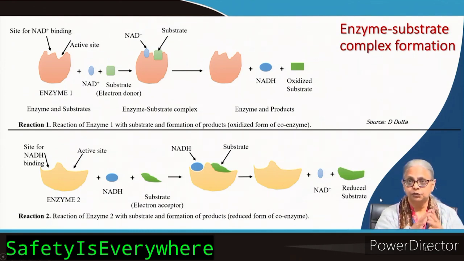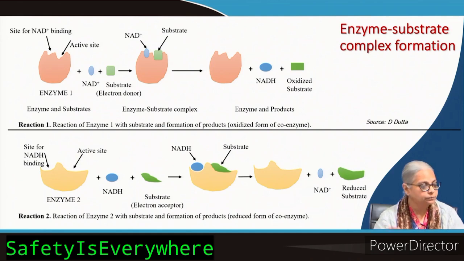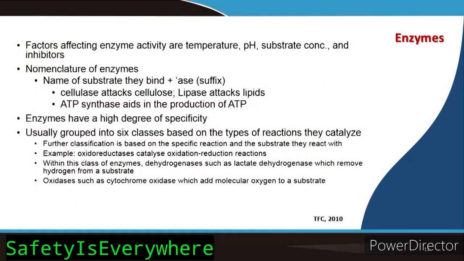Okay, so we've gone full circle. NAD plus has been returned to its original form, and in the meantime, proton motive force has been utilized in another series of reactions to generate ATP. We'll come to all those details later. So here we have some of the factors that affect enzyme activity. Enzyme activity is basically influenced by temperature, pH, substrate concentration, and the presence of inhibitors.